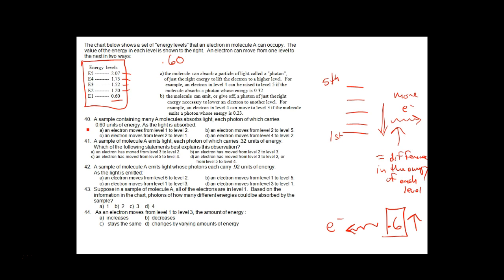41. A sample of molecule A emits light. It's emitting this time, so if it's emitting, it must be dropping. Each photon of which carries 0.32 units of energy. Which of the following statements best explains this observation? Now we have to find one where there's a difference of 0.32. If I look at the fall from 3 to 2, it is 0.32. How ironic is that? So this emits light when something has moved from 3 to 2. So both of these are A so far. That's not very hard.